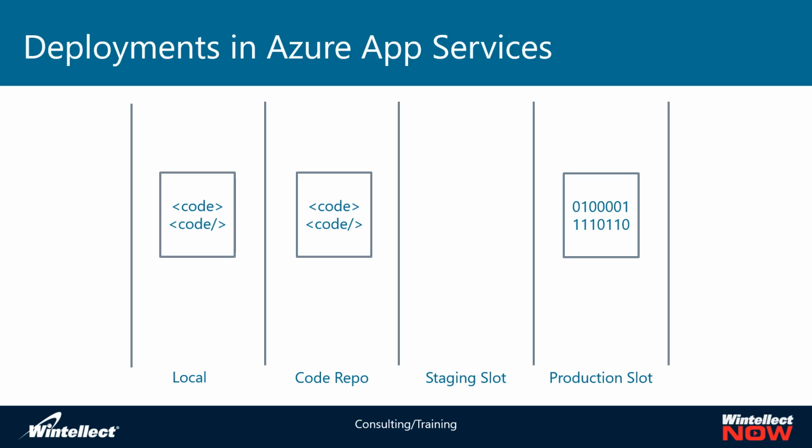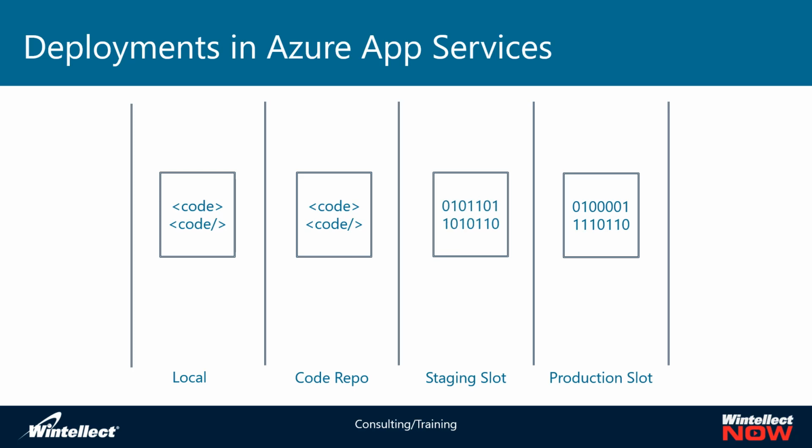Now, once I get that into the main branch, what I can then do is go into Azure App Services and create an integration pipeline where it basically just takes that code out of that code repo and moves it into the staging slot. Now, with this staging slot, I can actually tell App Services to build my code in that staging slot. So it's going to convert that code into a binary.